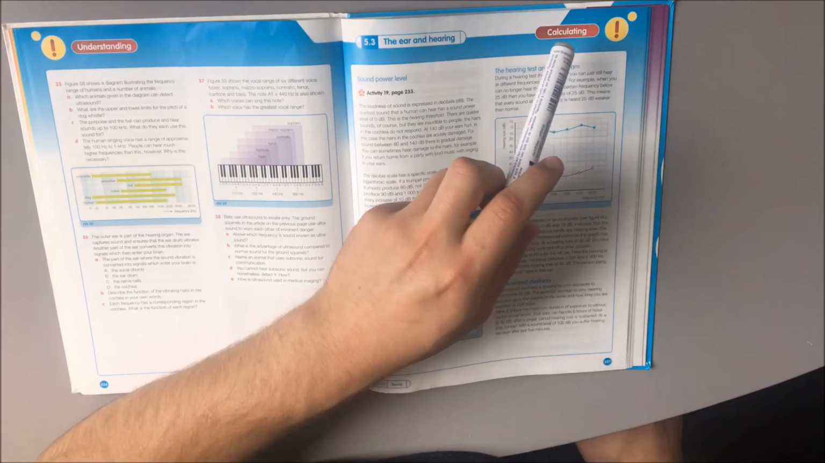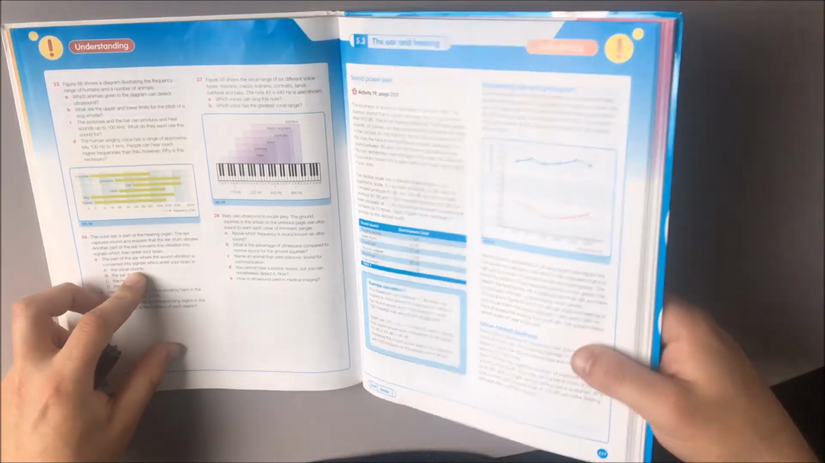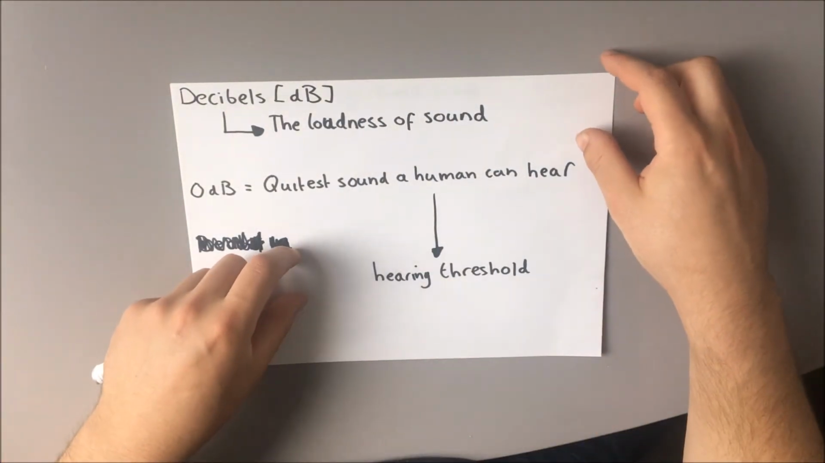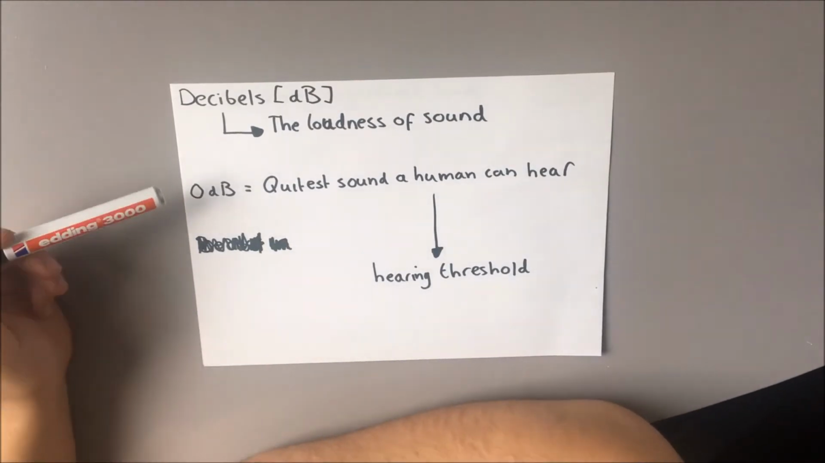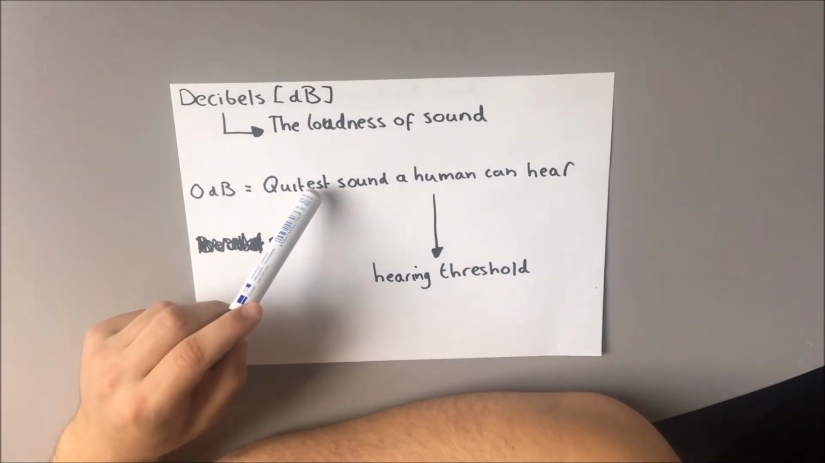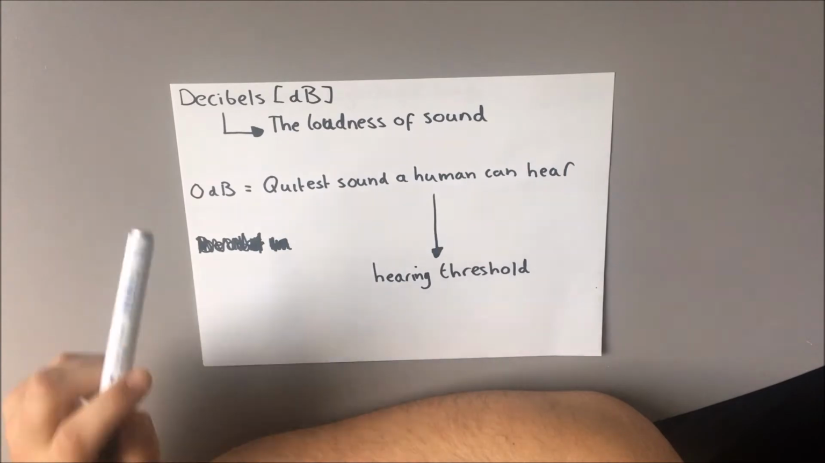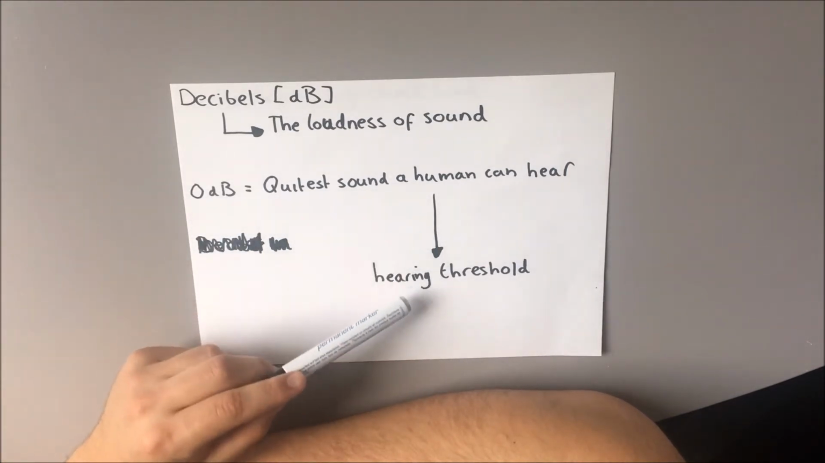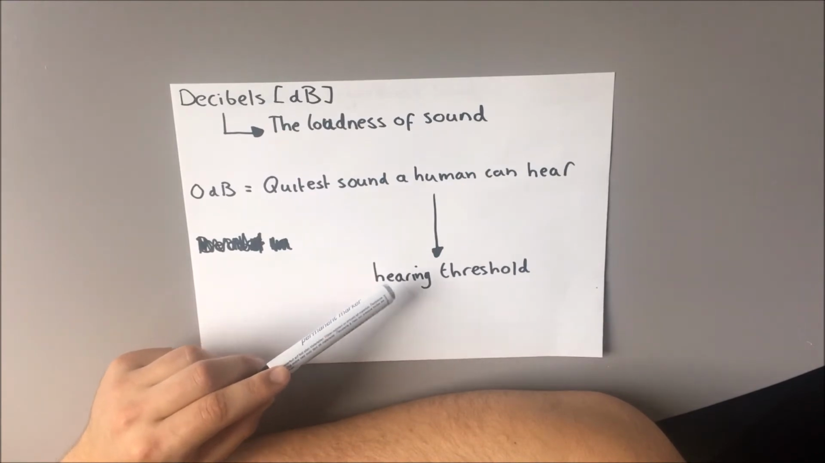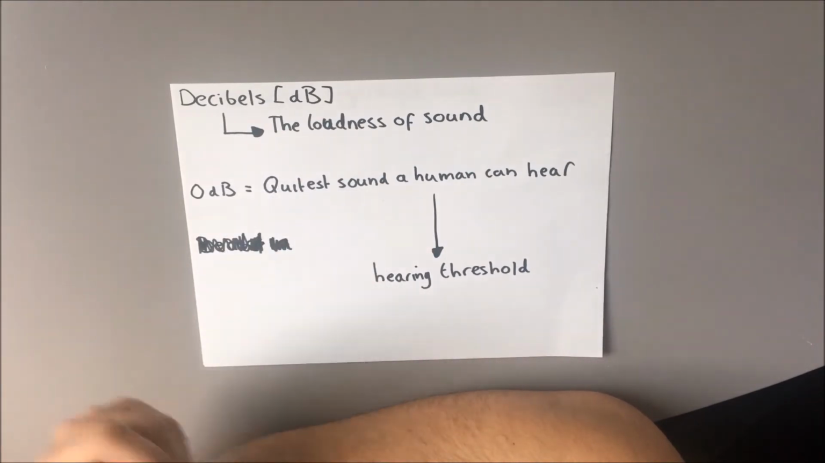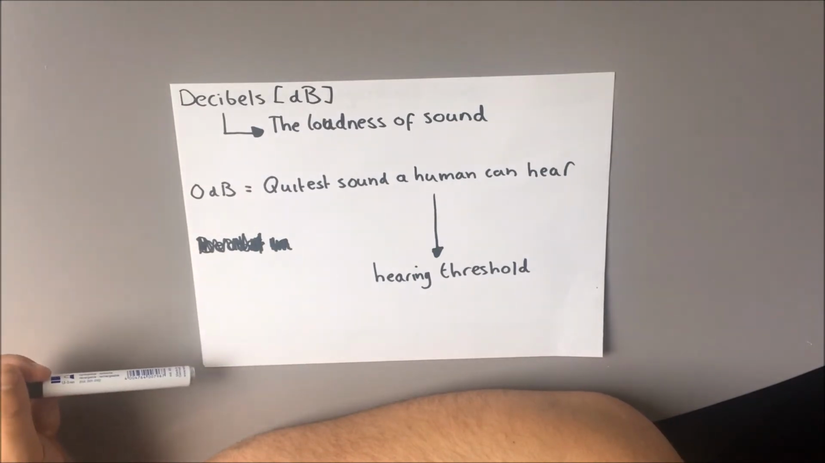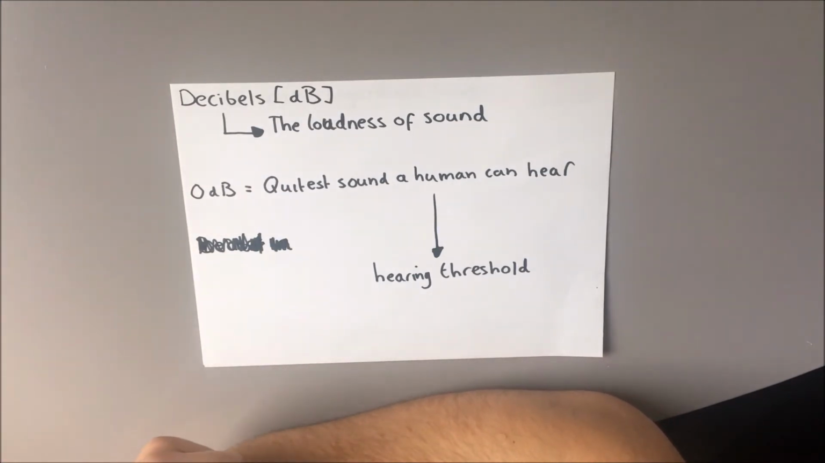Because this is 5.3 calculating, we also have to do some calculations today. I'm going to show you what we're going to do. Before we move on, 0 decibels is the quietest sound a human can hear, so it's very quiet. They call this the hearing threshold. I want you to copy this note, pause the video if you haven't had time to copy it during the video, and then continue with the video once you have copied it. Don't forget to do it.